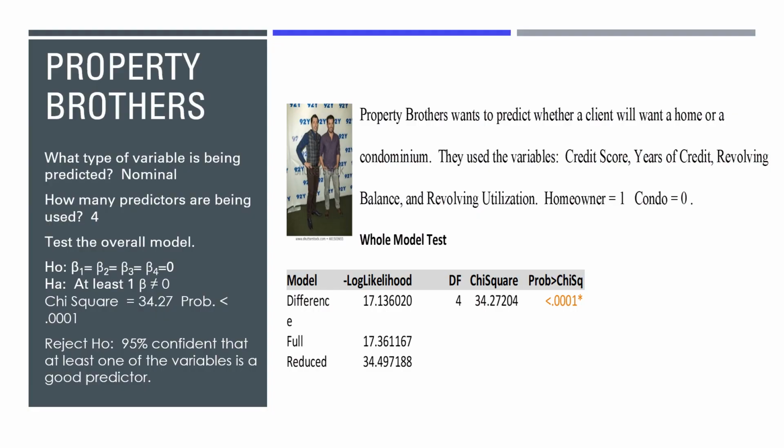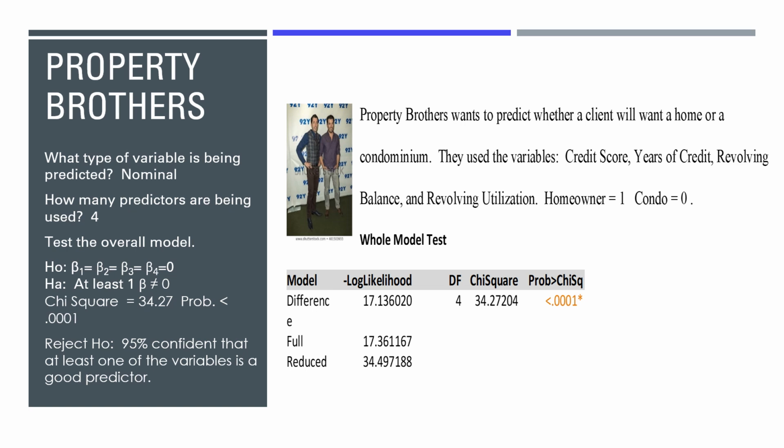This PowerPoint show deals with the Property Brothers problem from Chapter 6. Property Brothers want to predict whether a client will want a home or a condominium using the variables credit score, years of credit, revolving balance, which is the portion of credit card spending going unpaid at the end of a billing cycle, and revolving utilization, which is their debt to credit limit ratio.